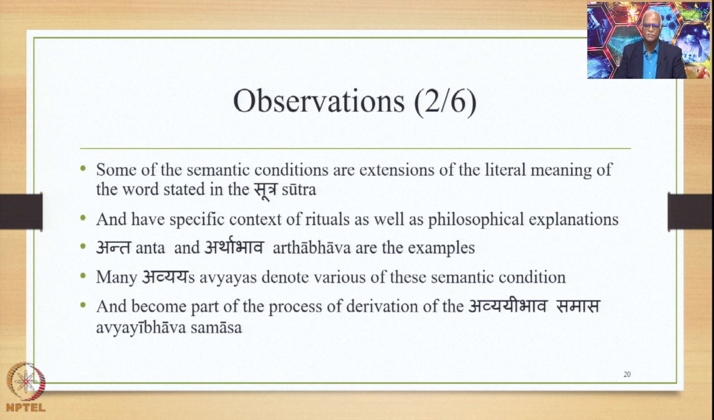Some of the semantic conditions are extensions of the literal meaning of the word stated in this particular sutra 2.1.6 and have specific context of rituals as well as philosophical explanations. For example, anta has got the ritual context and arthabhava has got the philosophical context which we explained there. So arthabhava has the context of the nyaya philosophy, and so arthabhava is explained as atyantabhava. Many avyayas denote various of these semantic conditions and become part of the process of derivation of the avyayibhava samasa.